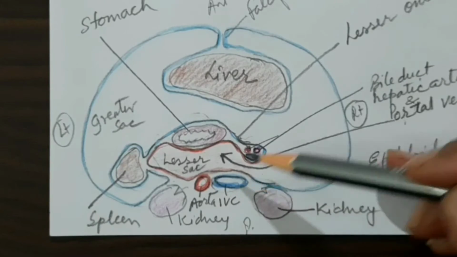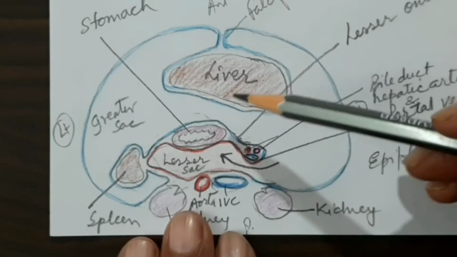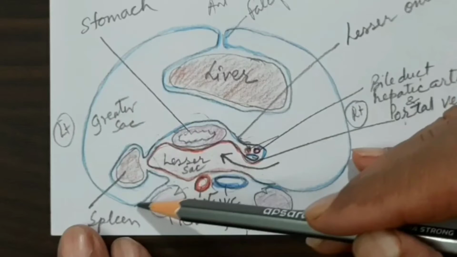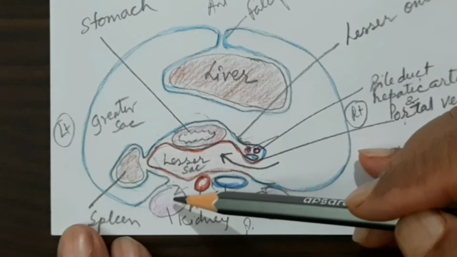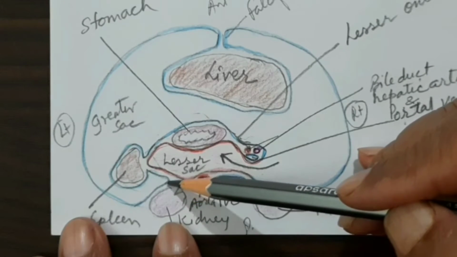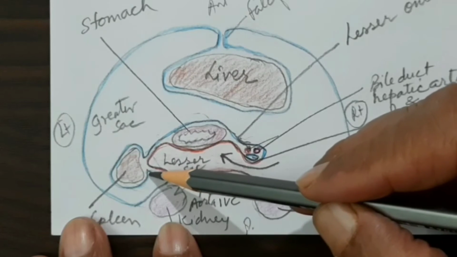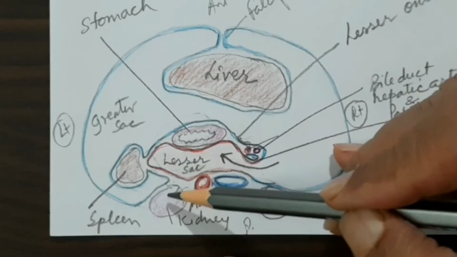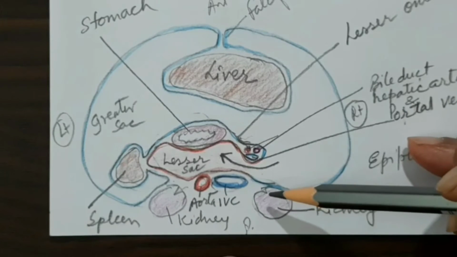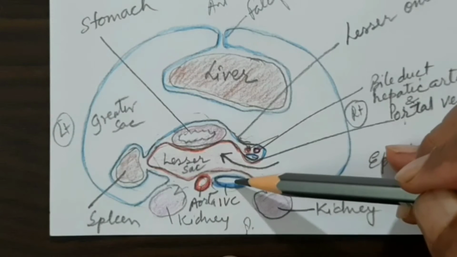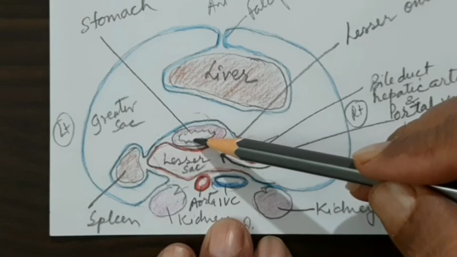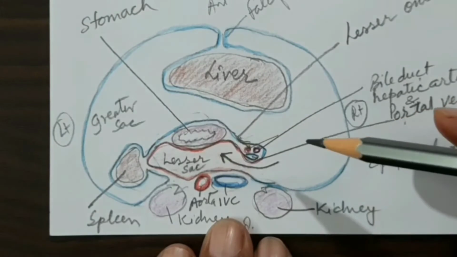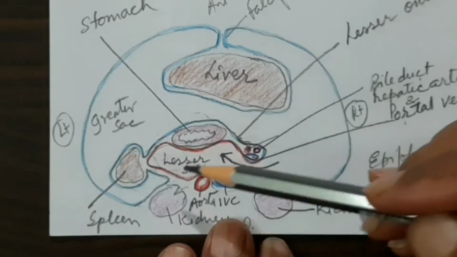Aorta and vena cava, so it is posterior. So let us trace this. This will come and cover the left kidney, and after the left kidney, it will go towards the spleen. This is the spleen. This is the left kidney, this is the right kidney, this is the aorta, this is the inferior vena cava, and this is the cross section of the stomach, okay.